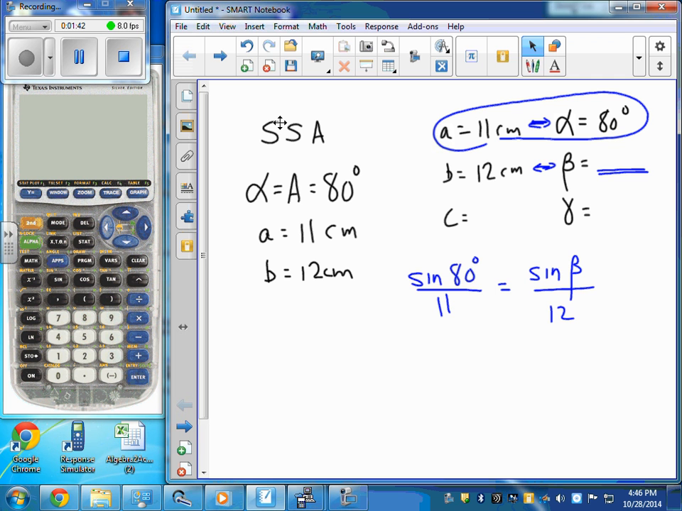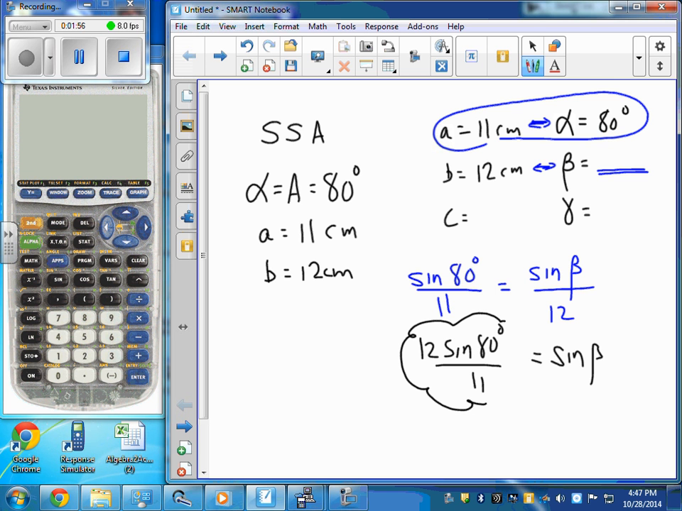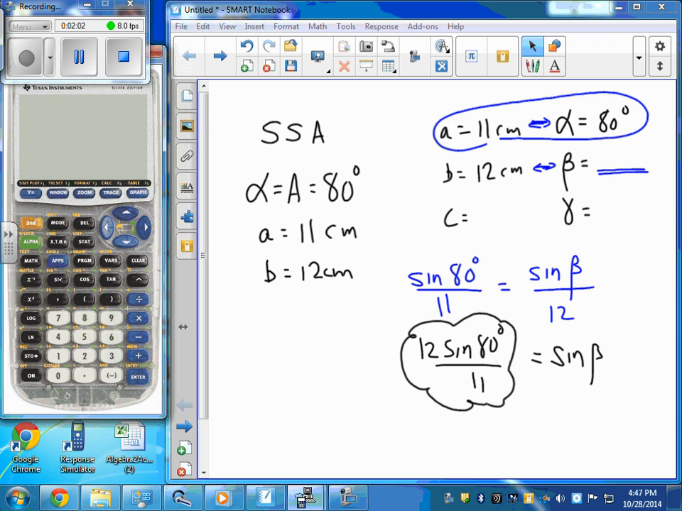From there we can easily solve for the sine of beta. It looks like the sine of beta will be 12 times the sine of 80 degrees over 11. Now, before I grab my calculator, I want to look at this particular value. As I go to my calculator, in degree mode, I have 12 times the sine of 80 degrees divided by 11.